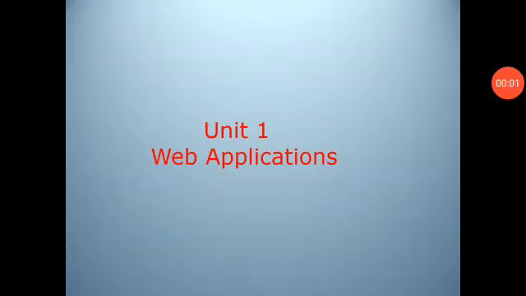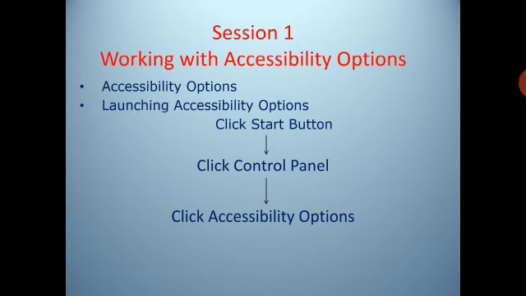Dear students, today we will start the first unit of your computer book, that is web application. This unit is divided into 8 sessions. We will start session 1, working with accessibility options. In this session, you will learn the basic accessibility options available on your computer.